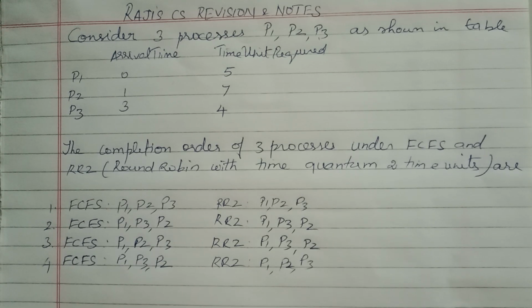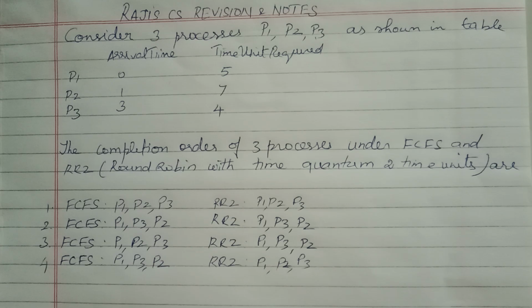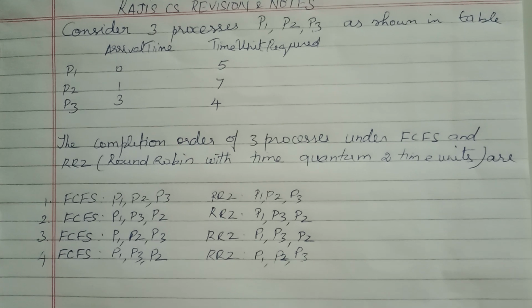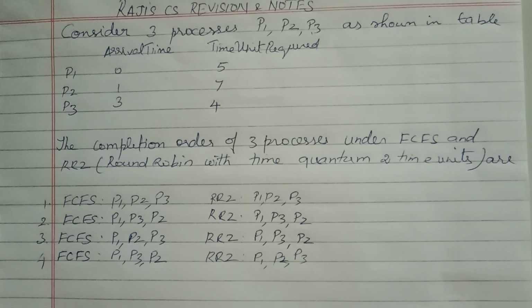So today again we'll solve a problem in operating system. The problem is: consider three processes P1, P2, P3 as shown in the table. They have given three processes with arrival time and the time units required, which is the burst time. What is the completion order of the three processes under FCFS and RR2, that is round robin with a time quantum of two time units?